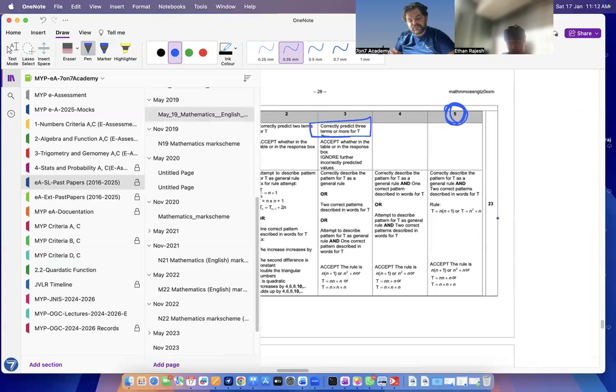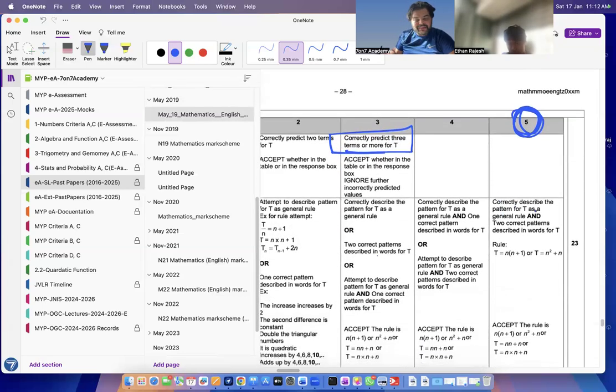So they said to correctly describe the pattern for T as a general rule. You don't have to write only in words in this description. The old descriptions we had to write in words only, but in these descriptions you need to write general terms. What is the general term here? n into n plus 1. The marks are for the correct description of the pattern as a general rule, and two correct pattern descriptions in words. Means you have to write 2 pattern descriptions in words.